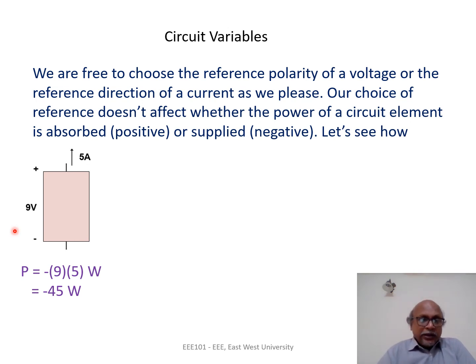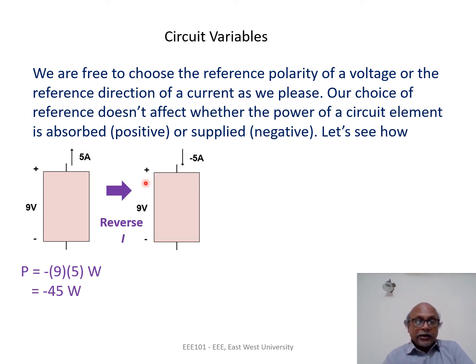Okay, now in this diagram, I chose the current reference or current direction upward. I don't like it. I want to choose downward current direction. So I reverse the direction of the current, but we have already learned if we reverse the reference of the current, that will acquire a minus sign. So the 5 ampere before becomes minus 5 ampere here. The voltage is unchanged, 9 volt with plus on the top. Now we want to calculate the power again.